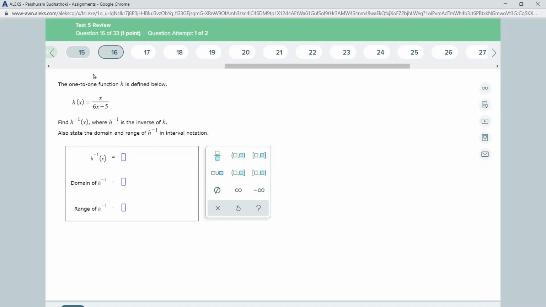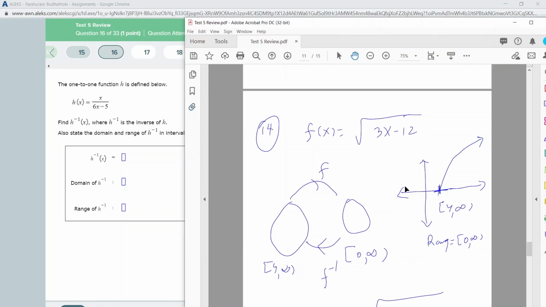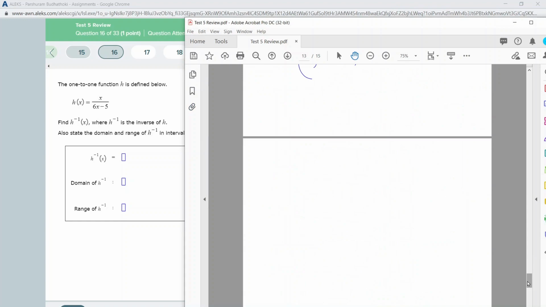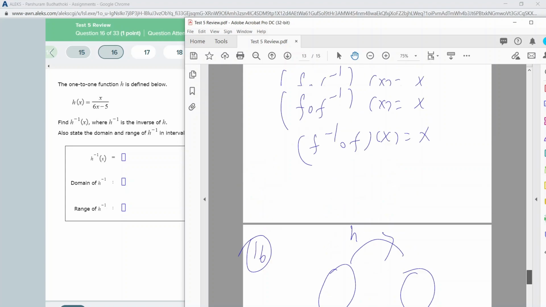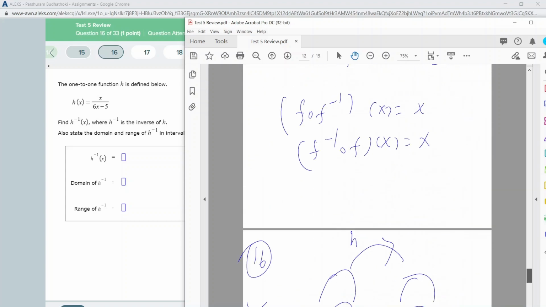Again, it's an inverse function, and then the domain of h inverse and the range of h inverse. Always use the domain of h of x for finding the range of h inverse. So I'm not going to do it again, but I'm just trying to give you the idea. This is h of x, which is x over 6x minus 5, and after you find the h inverse by using the same trick, the way we did here before.